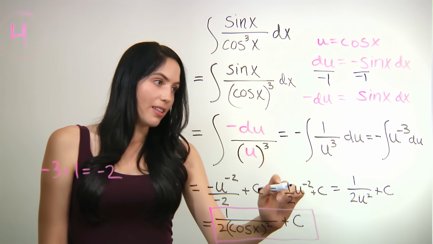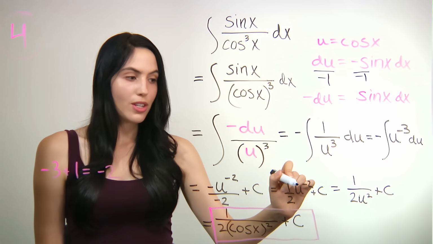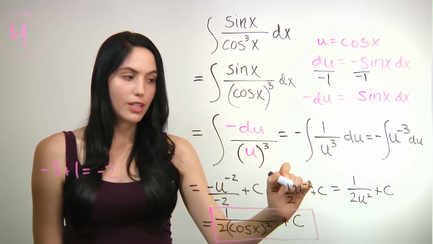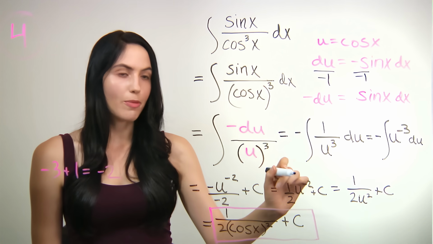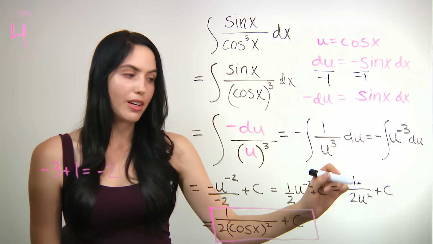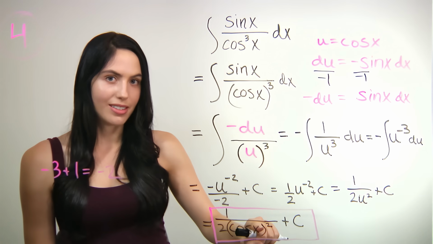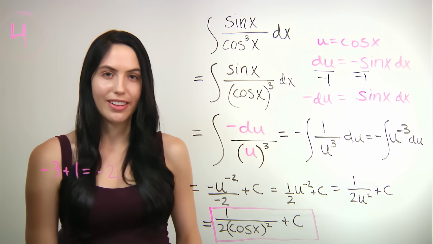Then you can simplify this. It's considered simpler to change the negative power, u to the negative 2, into a positive power by bringing it down into the denominator. So you have 1 over 2 u squared plus c, and then back substitute. Plug in cosine x for your u, and that's your final answer.